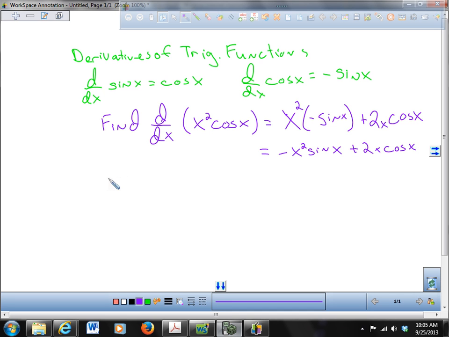Can you just leave it like this? Yeah, you can leave it like that. That's good. What I did is I moved this in front because I don't like negatives as my leading coefficient. You could write this as 2x cosine x minus x squared sine x. It just looks a little nicer, right? Okay? All right.